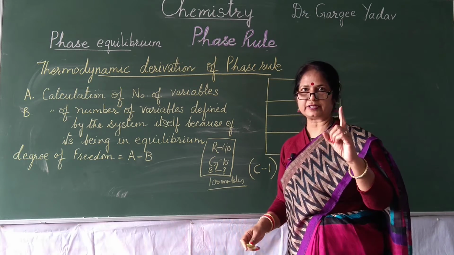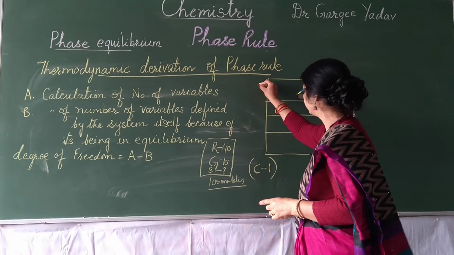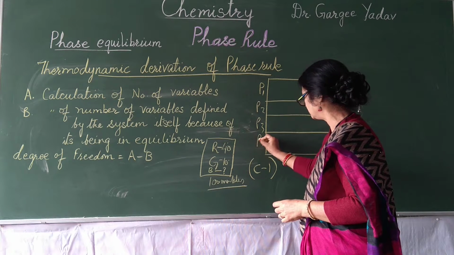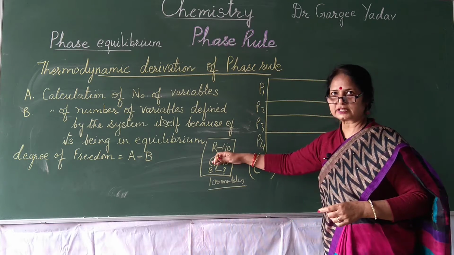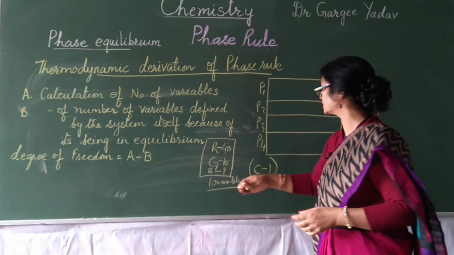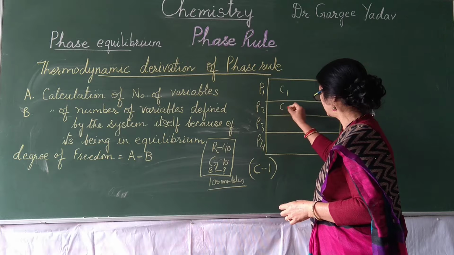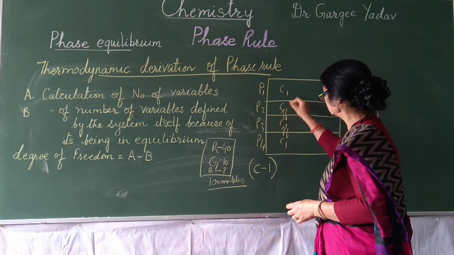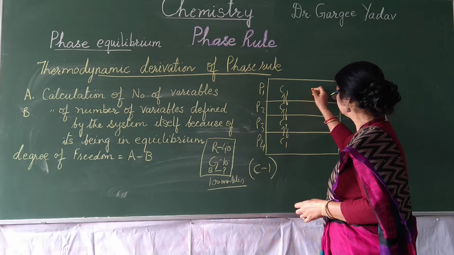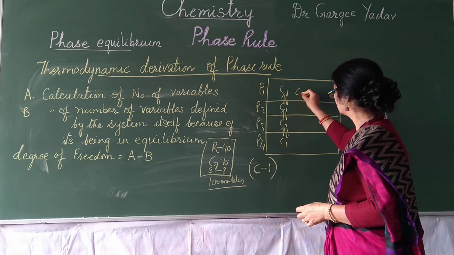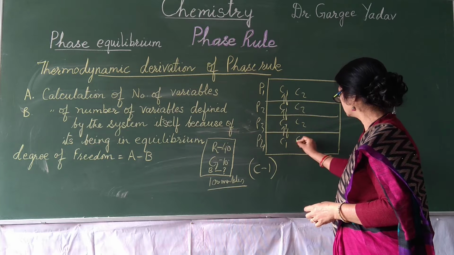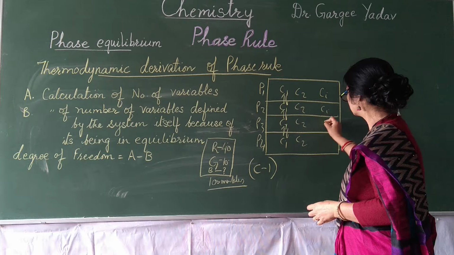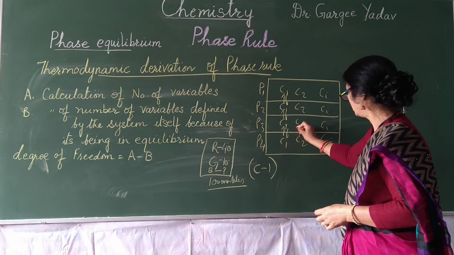Suppose this is one phase, this is P2, this is P3 and this is P4. Here I am considering a single phase just for your ease of understanding. And we have all seen this, that C1 and C1 are in equilibrium. Another component is there, C2, this is also in equilibrium. Similarly, suppose there is an ith component, and this is also in equilibrium with all the phases.